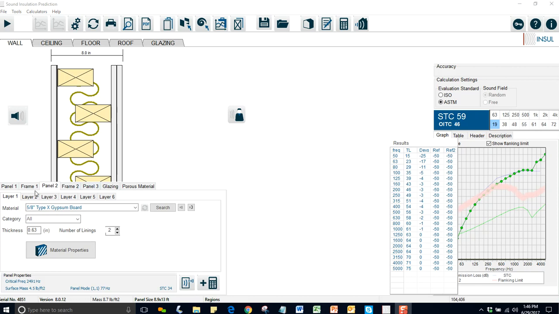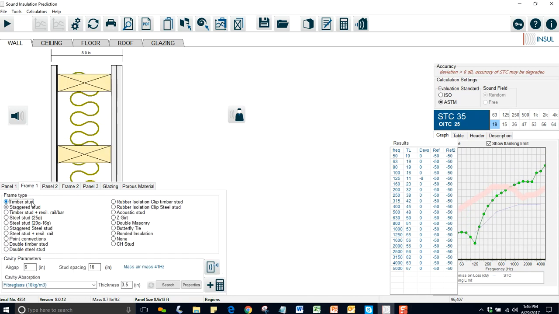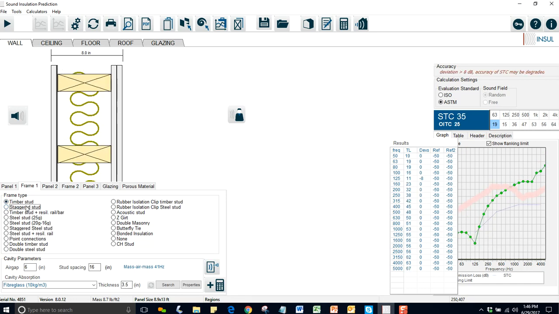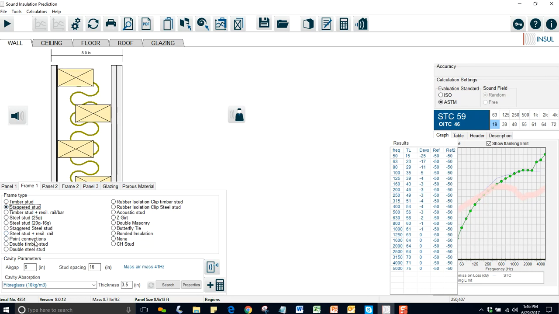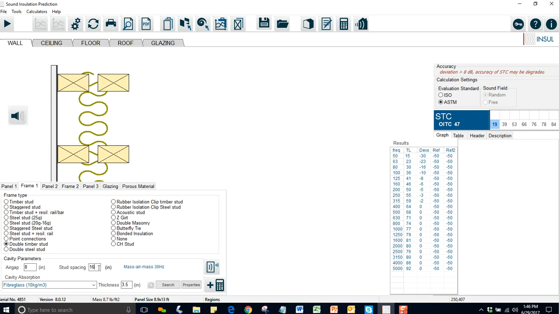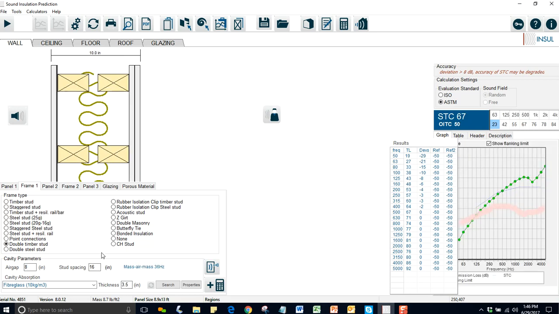Using a mass load layer often is not effective if there's a standard timber stud, single stud system. In this case, you need some amount of decoupling, whether as a staggered stud with a jump from 35 to 59, or with a double timber stud, jumping all the way to 65. And typically we see this with an 8-inch air gap with an STC up in the mid to high 60s.